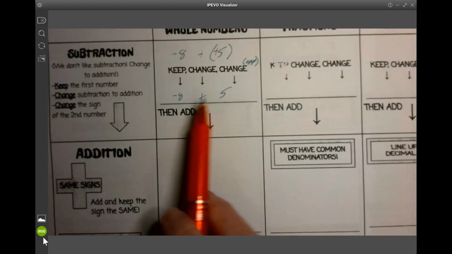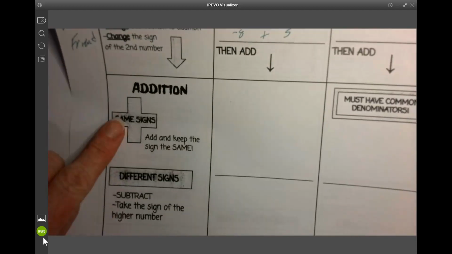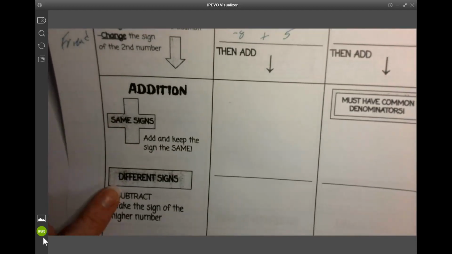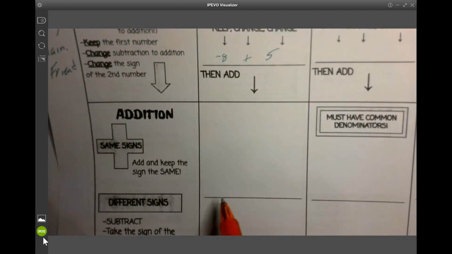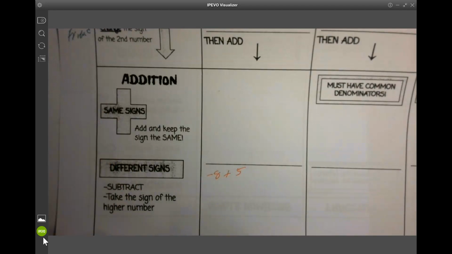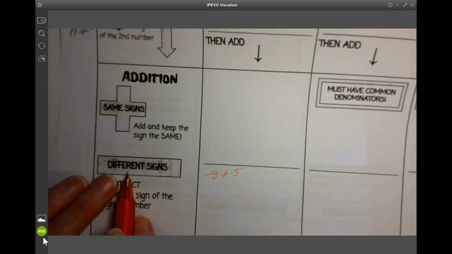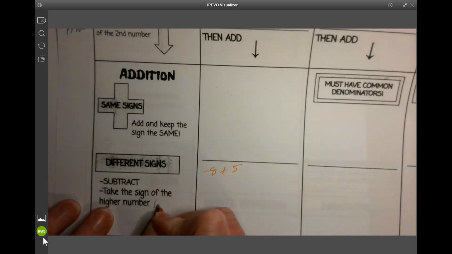-8 plus 5. Are my signs the same or different? Okay. So I have an option of same signs or different signs. So this one is going to be that I have different signs. So bring that problem all the way down here. -8 plus 5. So when my signs are different, okay, I subtract and I take the sign of the higher number or the larger number or the larger absolute value is what I really need to say.